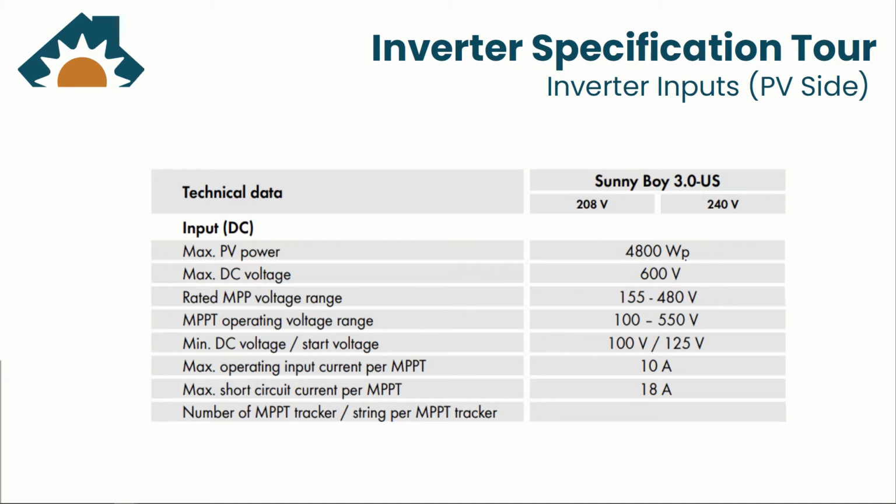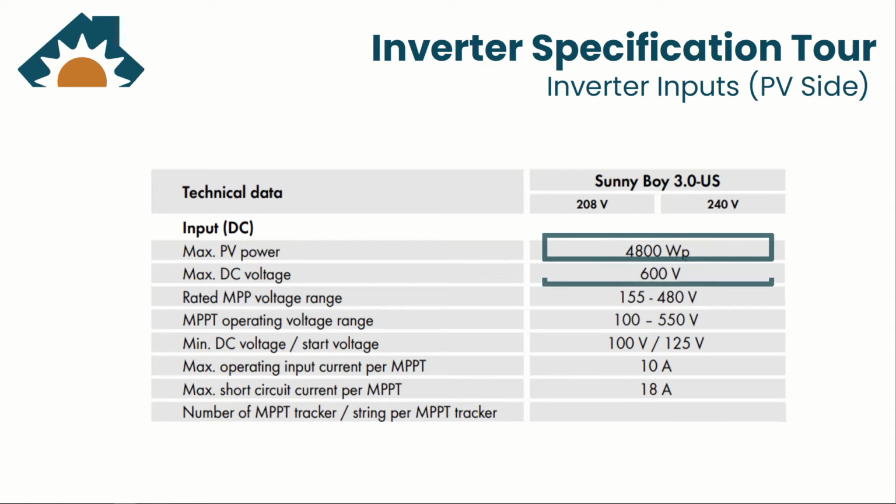First is connected PV power. This will limit the number of modules you can connect to the inverter. Next is the maximum voltage. If you were to connect more than this, then you may damage the inverter, and this is often not under warranty. The inverter will need a minimum voltage to power up and operate.